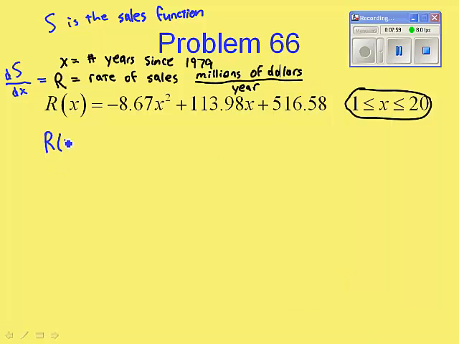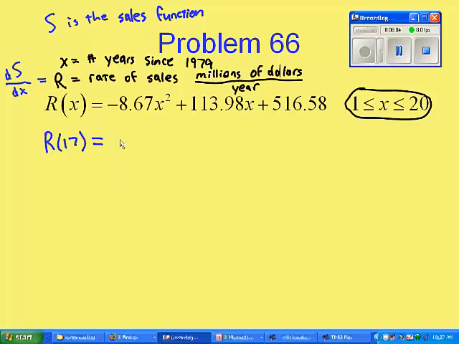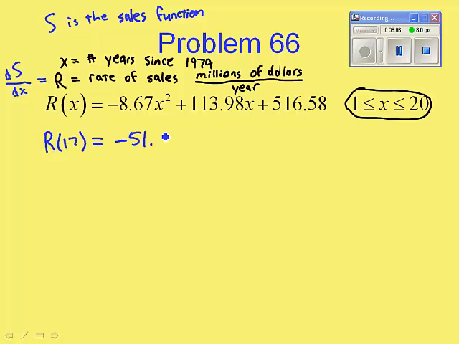So we get R of 17 equals, what was it? Negative 51.39. Okay. So how do I interpret? That's the big key for this class. Yeah, we can plug it into a machine. Anybody can do that. What does it mean?